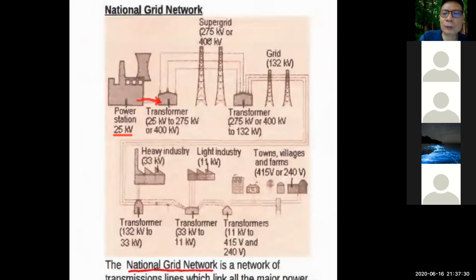Okay, now one question. Why need to step up so high? The reason is like this. When you study the transformer, there is input and output, right? When you step up the voltage, when the wattage becomes high, what happens to the current? Remember or not? In the transformer, when you step up voltage, what happens to the current?